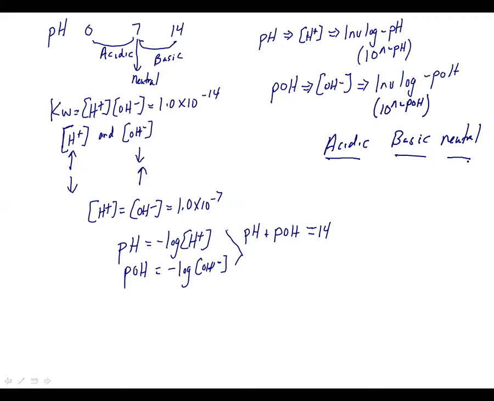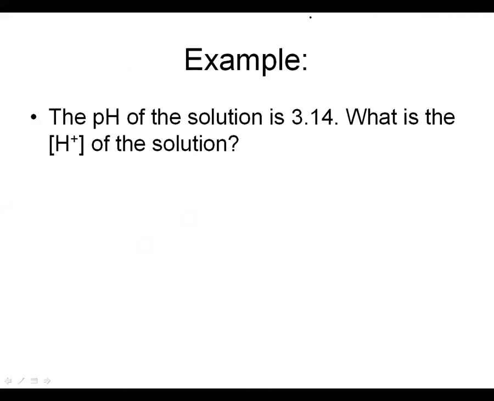Okay, so we left off, I think, on an example here. I don't think we did this one. So why don't you take a second here. We have the pH, that is 3.14. We want to know what is the H plus concentration. So just take a moment and see what you come up with here.